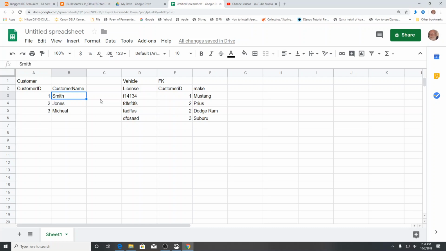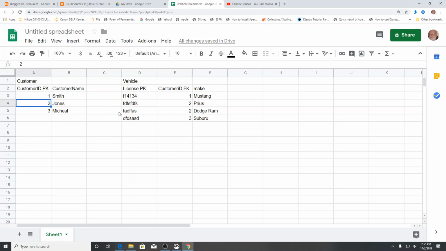So where's the primary key? So customer ID is the primary key over here, and license is the primary key here. I guess if I'm doing it that way, let's put the FK after it. Does that make sense? So this number 1 hooks to this number 1, which tells me that it's Smith, and whatever the customer information is. You don't need to repeat any other information about the customer.